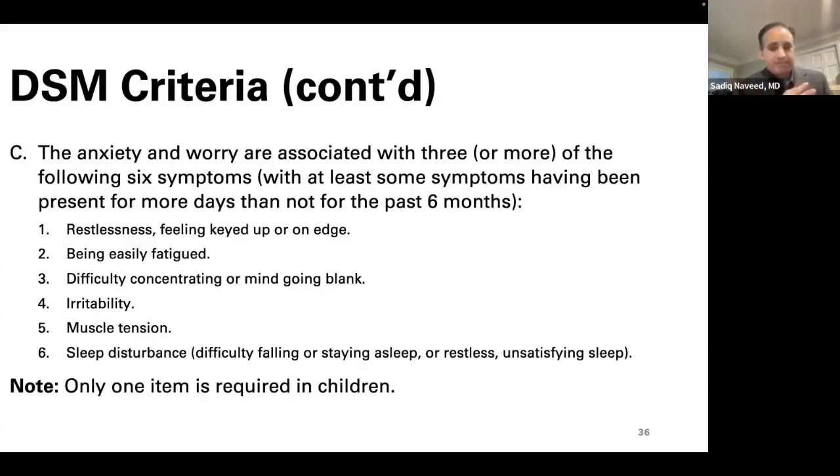So mnemonics for generalized anxiety disorders. So A was for actually anger or irritability. So just remember muscle tension, which can reflect in neck pain. A is for muscle tension. C is for concentration. H is for hyperarousal. E is for energy. R is for restlessness. S is for sleep. And only one item is required in children.